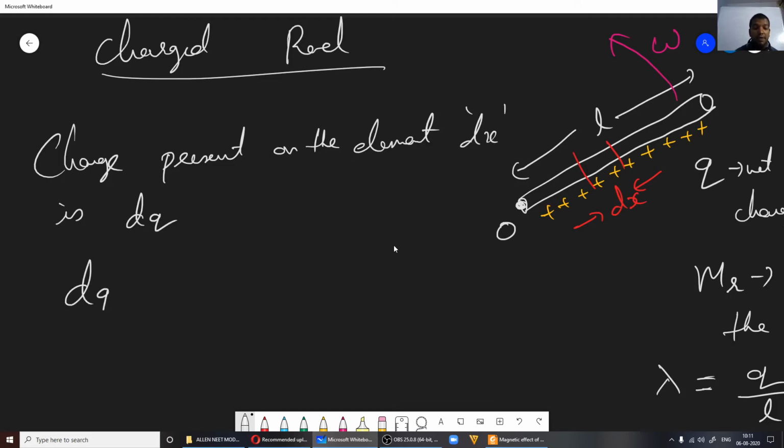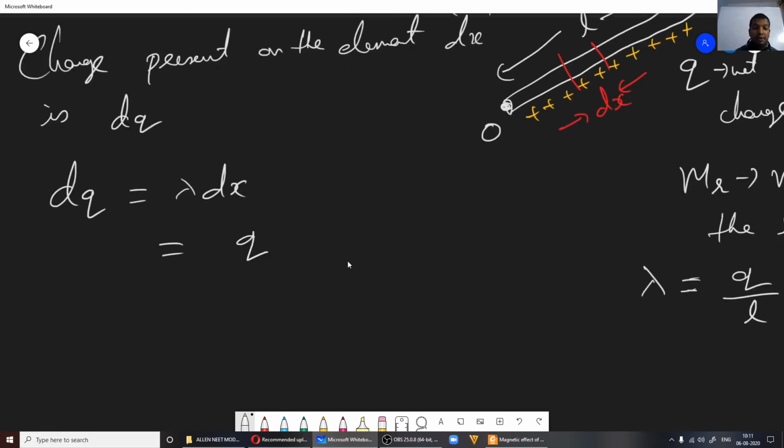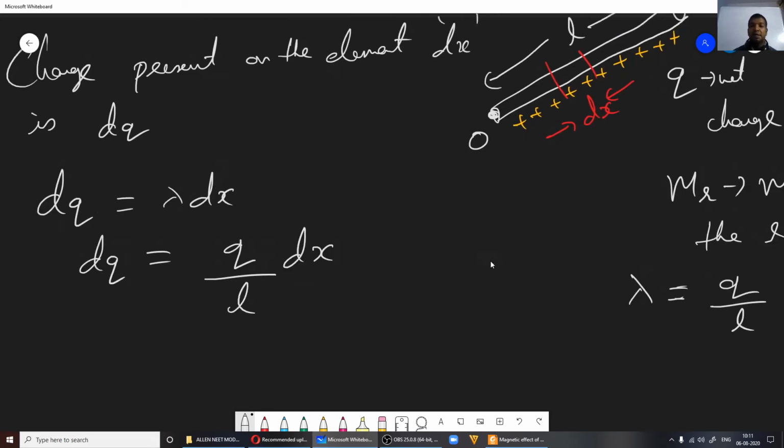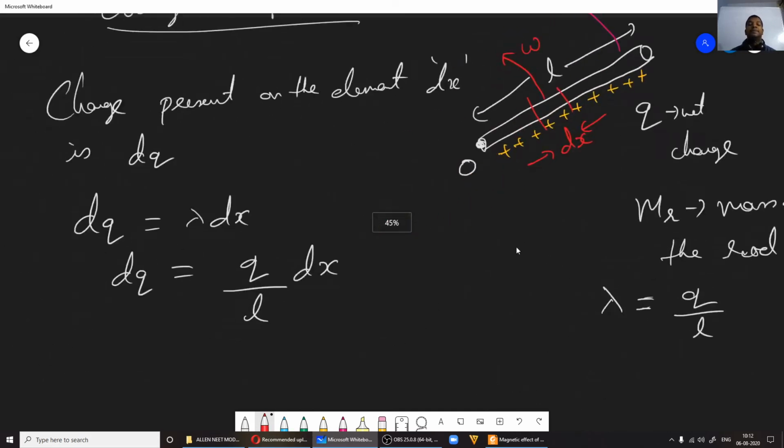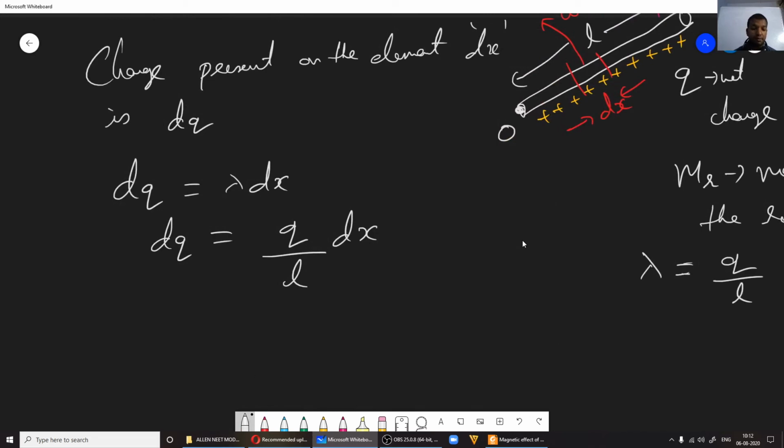Then how can we define dq? dq will be equal to lambda dx, and lambda I can write as Q divided by L, so dq is Q divided by L into dx. Now you have to imagine that this rod itself is rotating in anti-clockwise direction with some angular velocity. When the rod is rotating, this element will have the same angular velocity omega, don't you say?